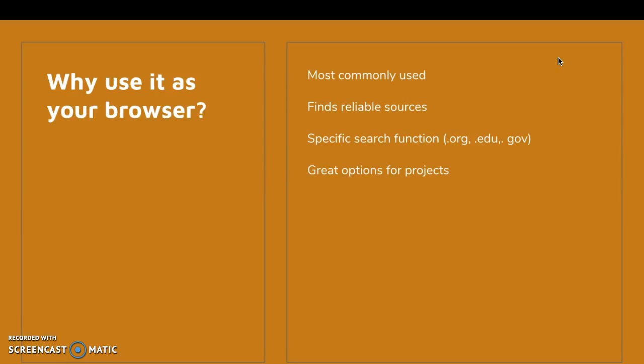So then you're not getting Wikipedia or any of the other non-usable websites for research. On top of that, you can actually use Google Scholar. So, you're getting these good resources along with reliable sources. Google itself is a great option for projects. Again, it's the most commonly used for a reason, because it's successful and gives you great options.